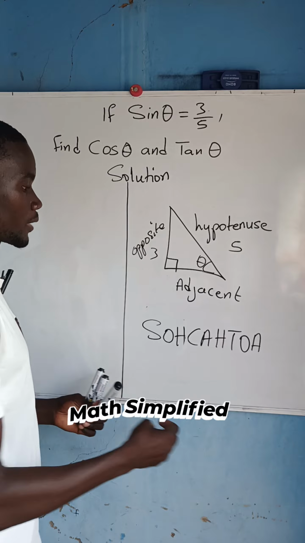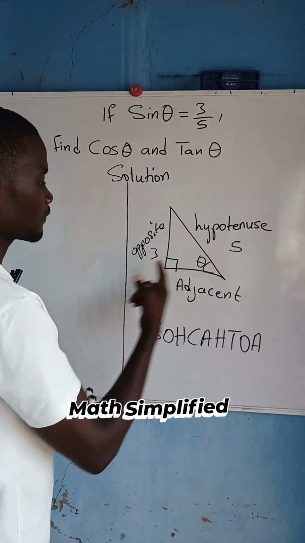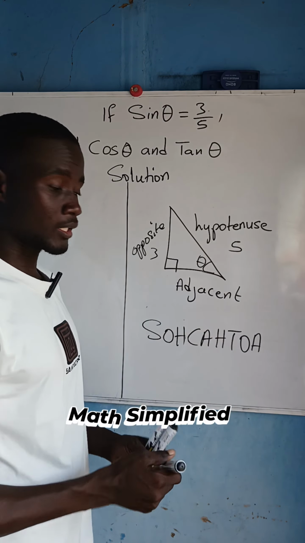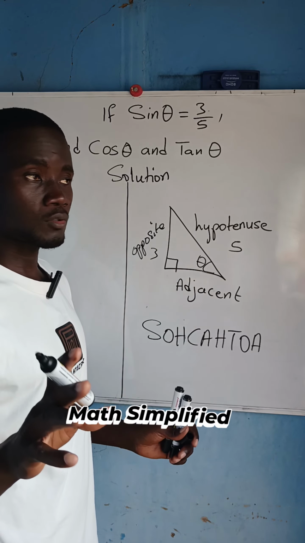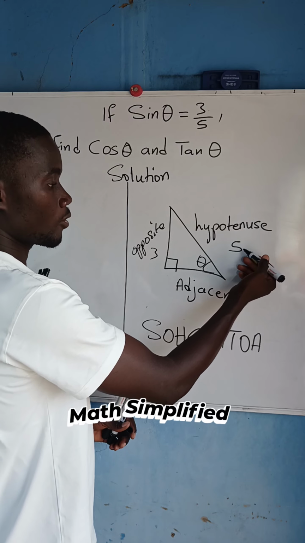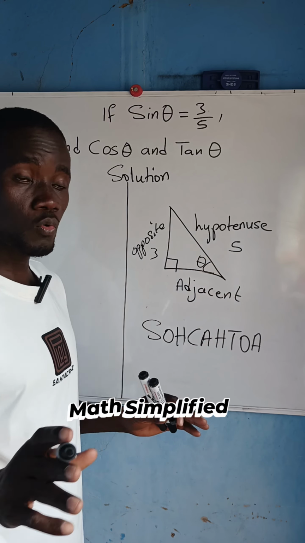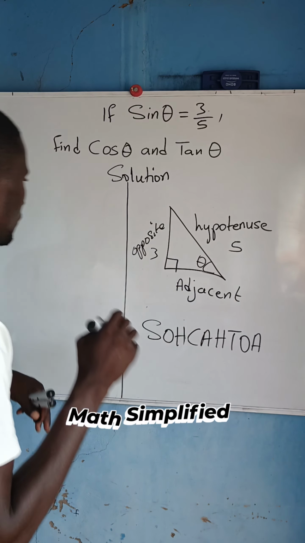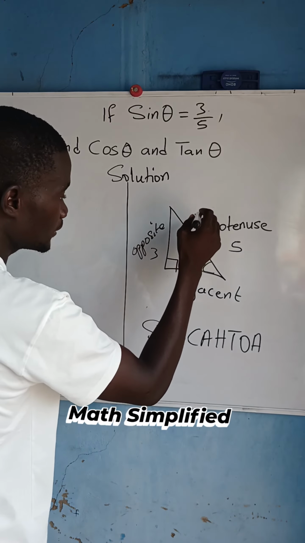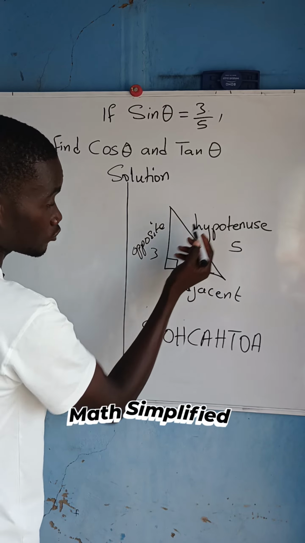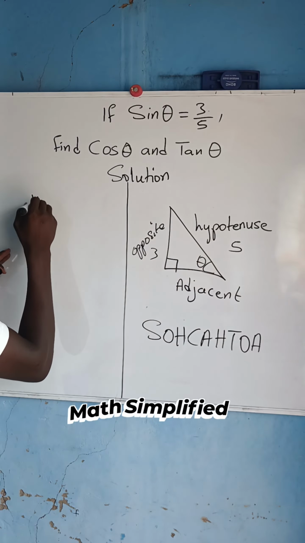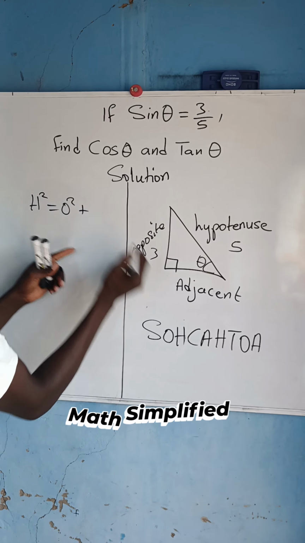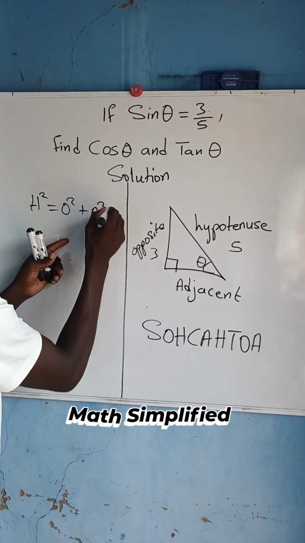Okay, so from the SOH CAH TOA, we can get our hypotenuse, which is 5, and the opposite, which is 3. Now let's find the adjacent. To find the adjacent, according to Pythagoras theorem, the square of the hypotenuse is equal to the square of the opposite plus the square of the adjacent. Let's use the first letters to represent them. So hypotenuse squared, h square, is equal to opposite square plus adjacent square, this way.